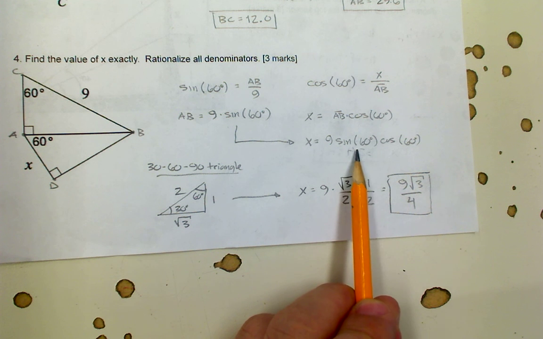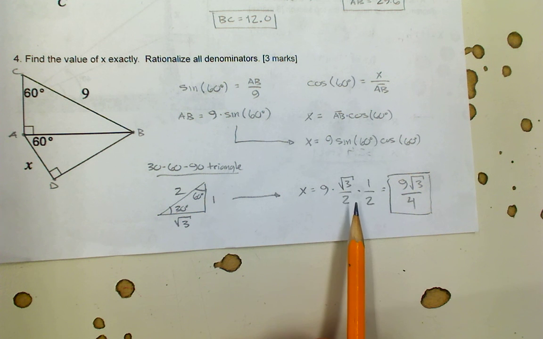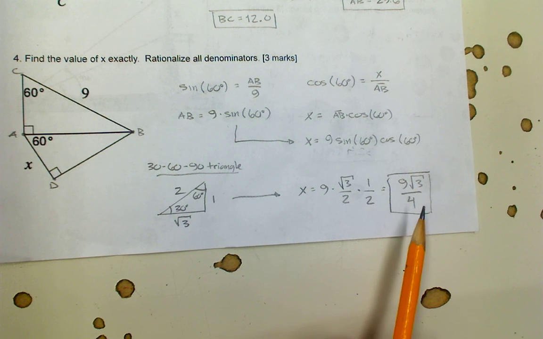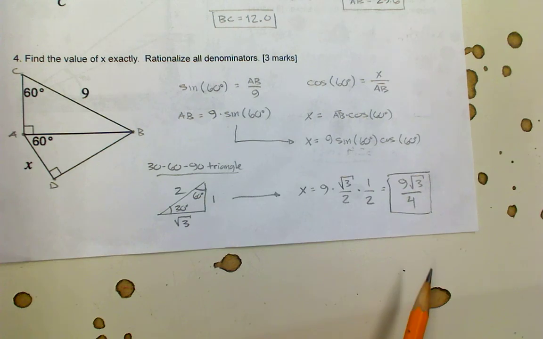So I'm just taking this relationship and substituting in my trig ratios. And then I can do a little bit of simplification, and I come out with this solution. And that is the exact side length x.